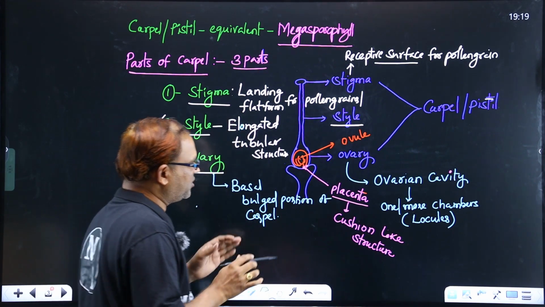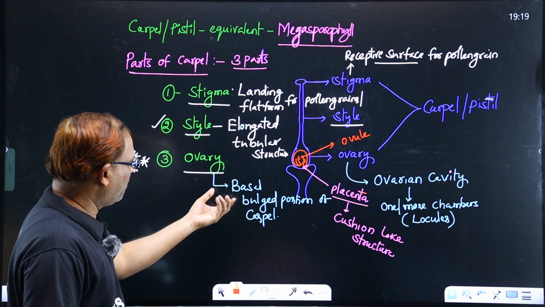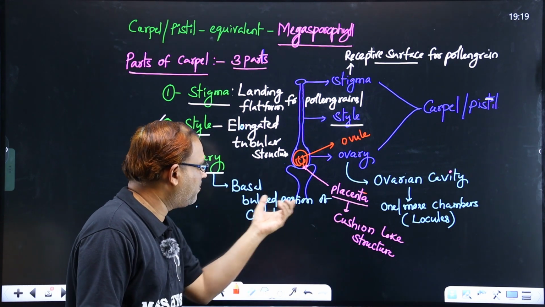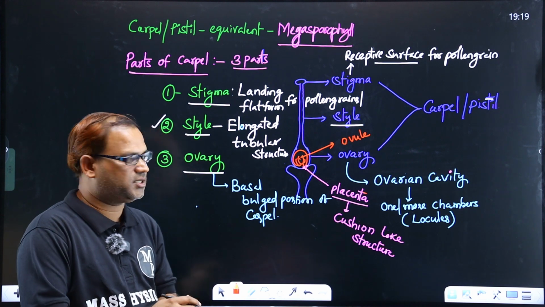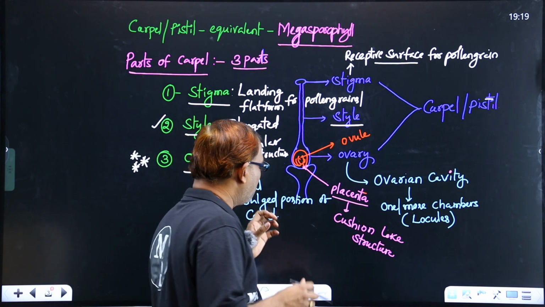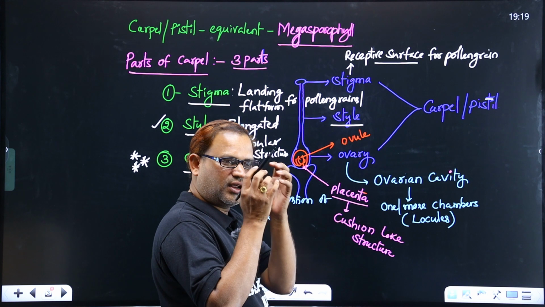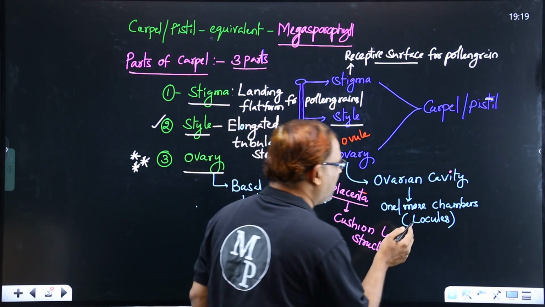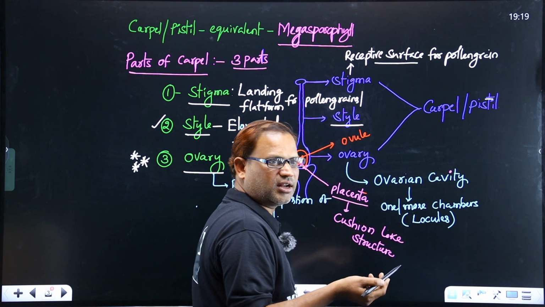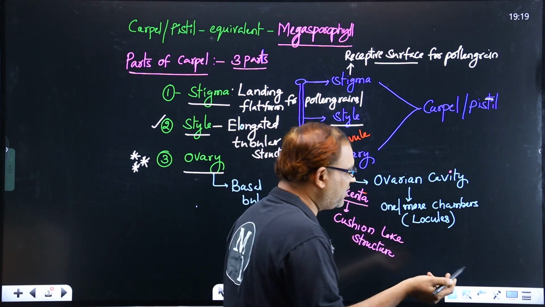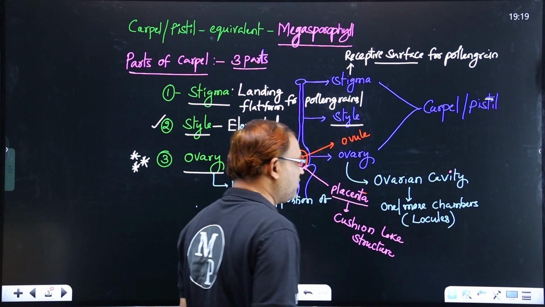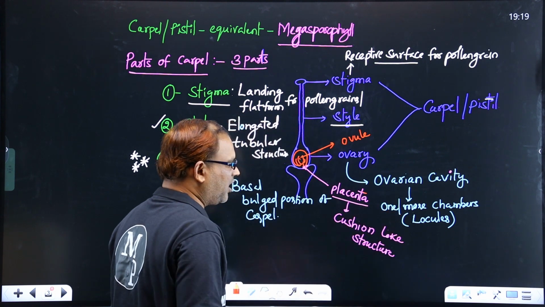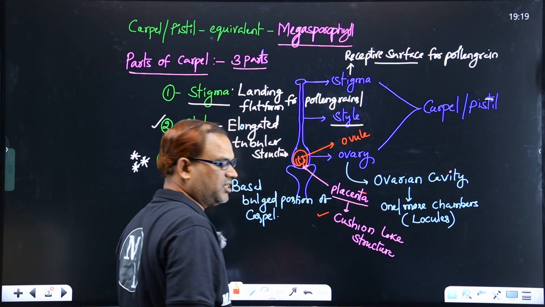So once again, see all of you, the story of the ovary. The ovary is the basal bulged portion of the carpel, right? Inside the ovary there is an ovarian cavity with one or more chambers, which are called locules. Inside the ovarian cavity, there is a cushion-like structure present.